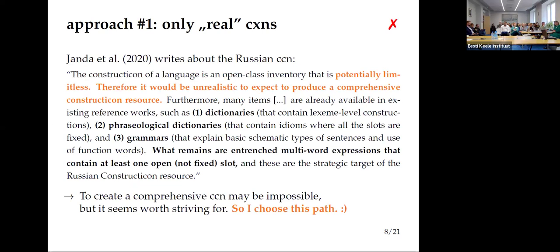So just see the orange part. These are the creators of the Russian constructicon. They say it is unrealistic to expect to produce a comprehensive constructicon. But we try to do this. They say that they will only cover those constructions which have an open slot, because other constructions are in other resources, but we want to cover everything, so integrate everything into one ultimate lexical resource.